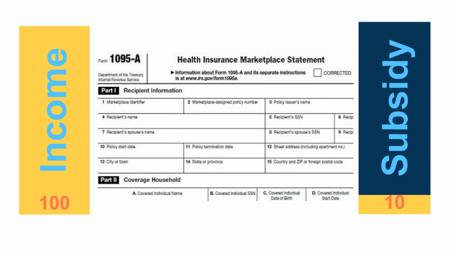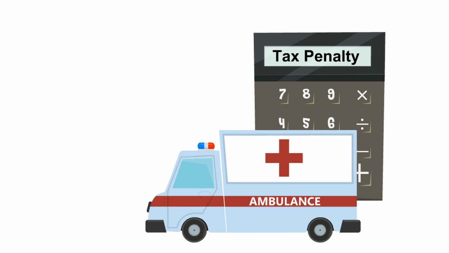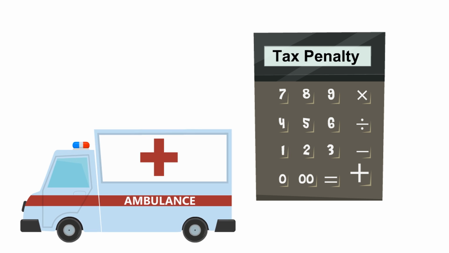Subsidies go up and down with your income, right? So a 1095A helps ensure the amount you received is just right. Starting with year 2019, the individual mandate no longer applies.